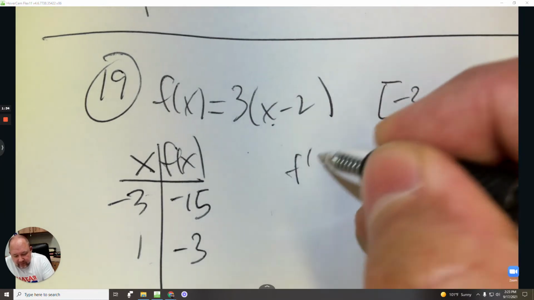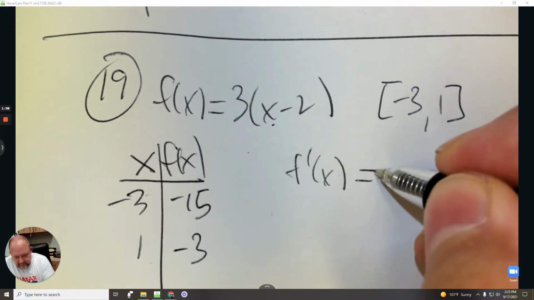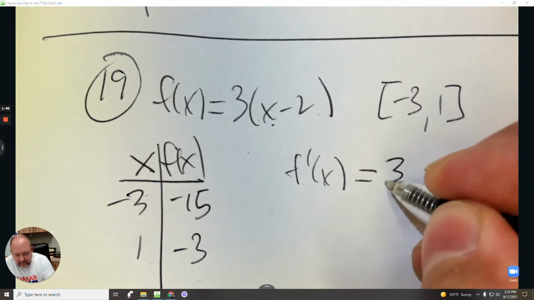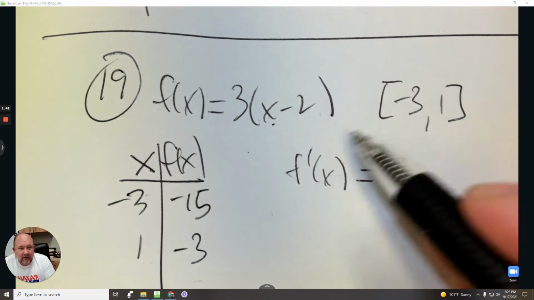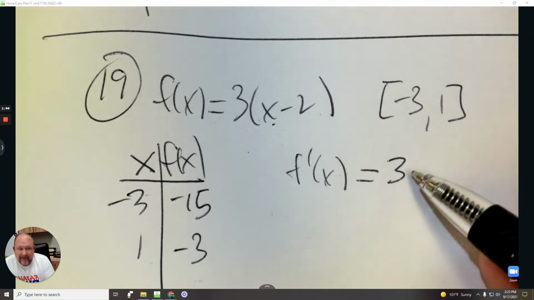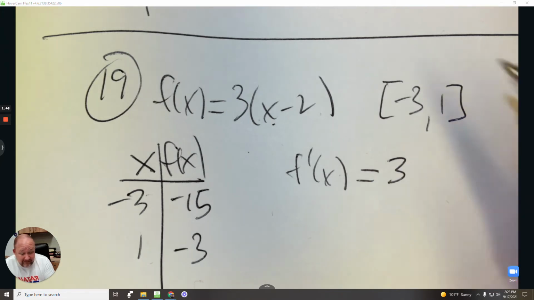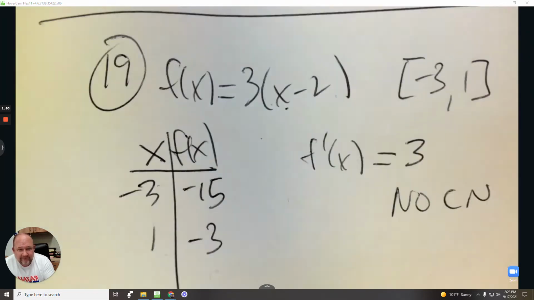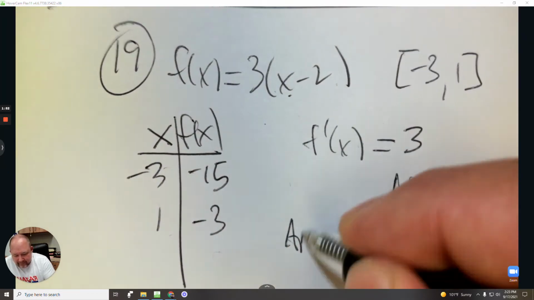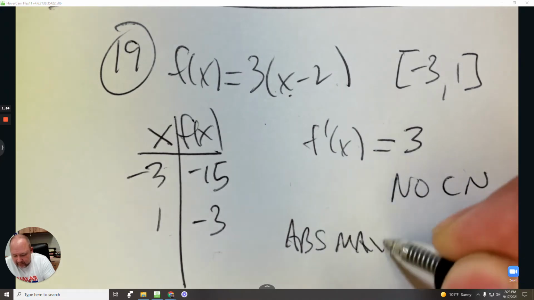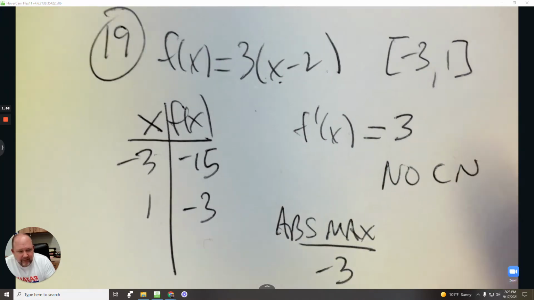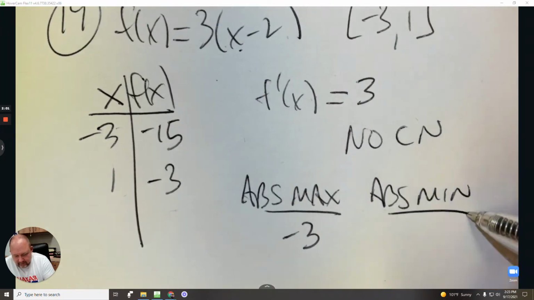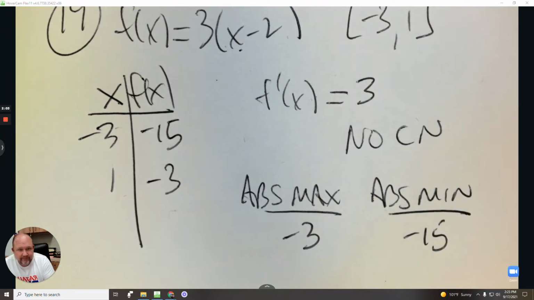If I take the derivative here, this is really 3x take away 6. So the derivative is 3. There are no critical numbers here. If I make it equal to 0, there's nothing, and there's nothing that makes it undefined. So we have no critical values at all. So this is it, what you see. So the absolute max is the y value that would be -3. And the absolute minimum is -15.